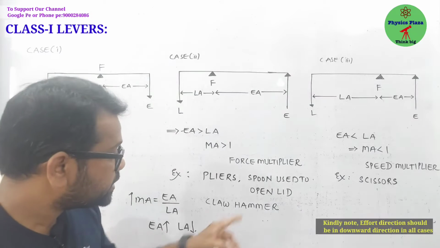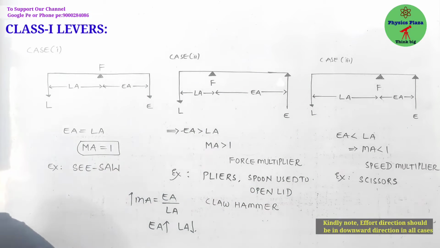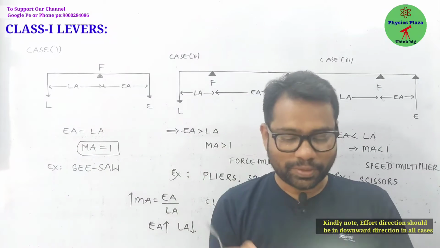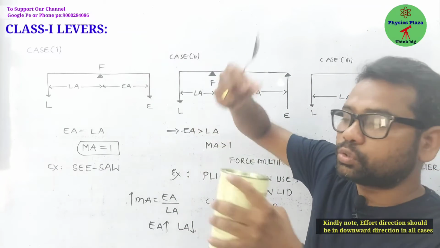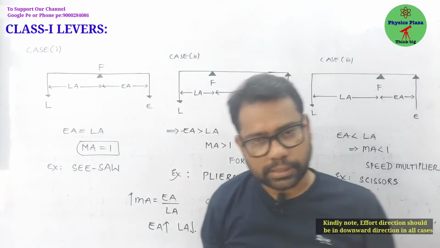Right. Now the second one is a spoon used to open the lid. Yes, here we have that arrangement set up also. Let us see here. Okay, children, here is a spoon and here is a tin, and this lid is there, you know. Generally, whenever we try to open it with our finger or hand, it might be difficult sometimes.